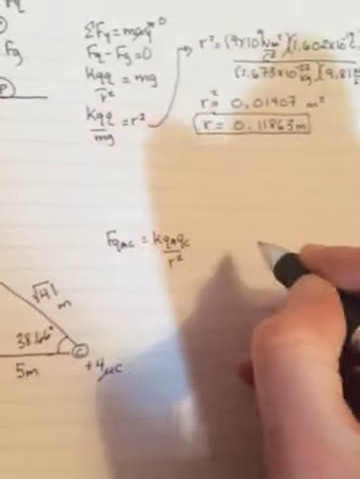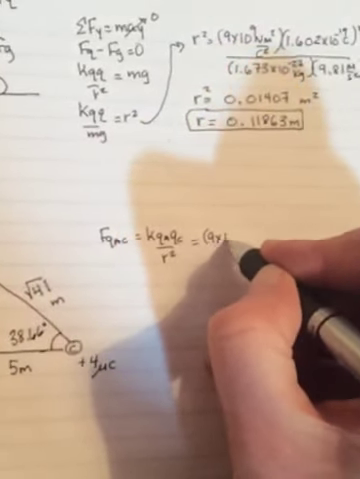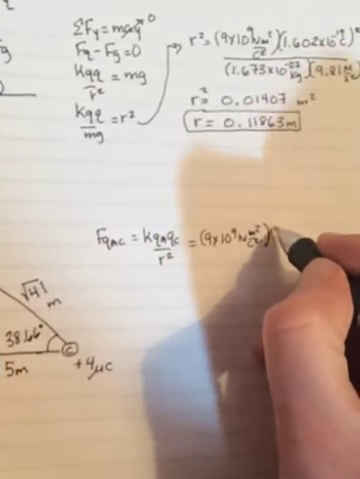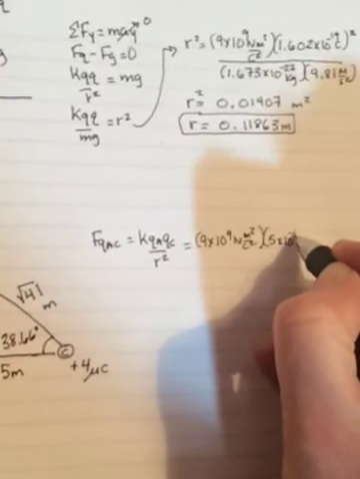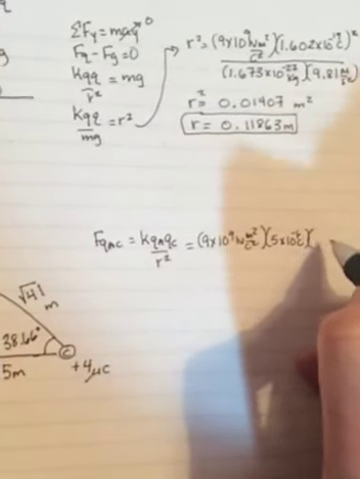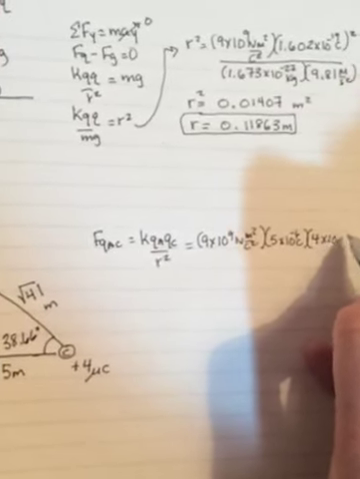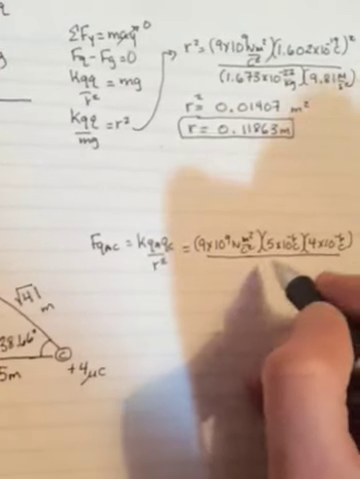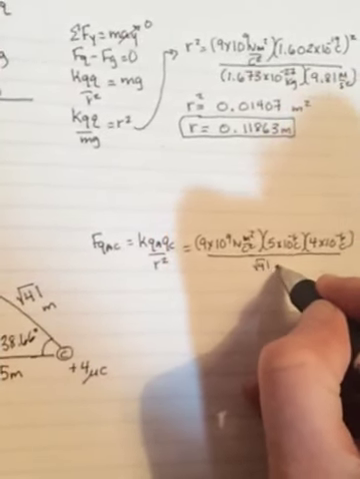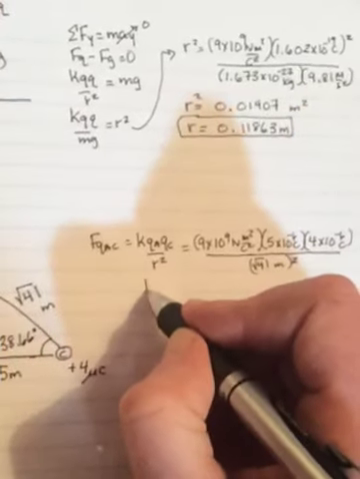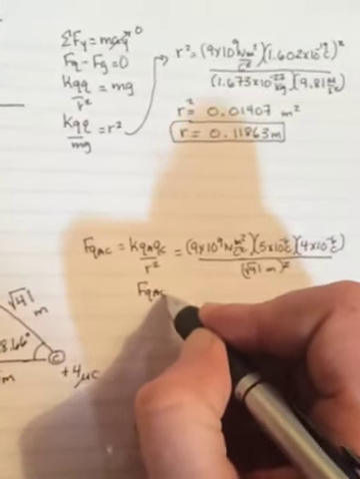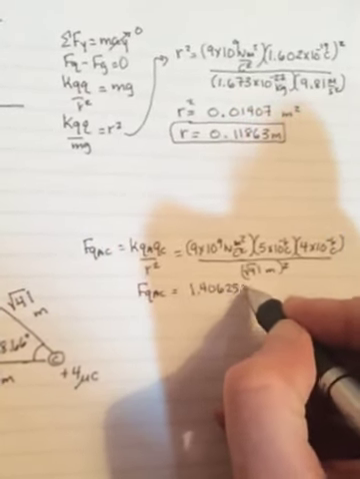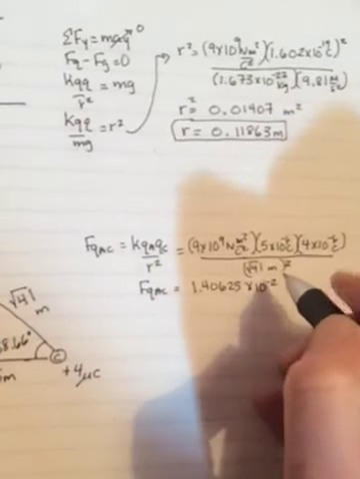KQA over r squared. So it's going to be 9 times 10 to the 9th newton meter squared per coulomb squared. A was 5 microcoulombs, so 5 times 10 to the negative 6. C was 4 microcoulombs, so 4 times 10 to the negative 6. And the distance between them is root 41 meters, and that's going to get squared. When you punch that in, you get an FQAC of 1.40625 times 10 to the negative 2 meters.